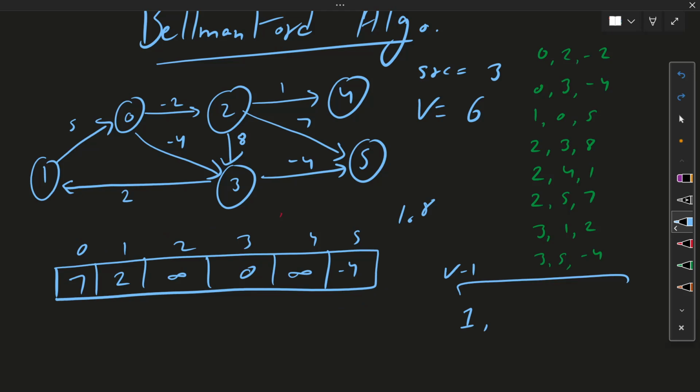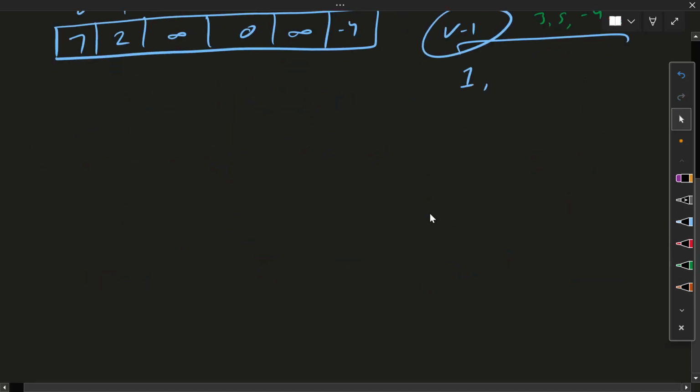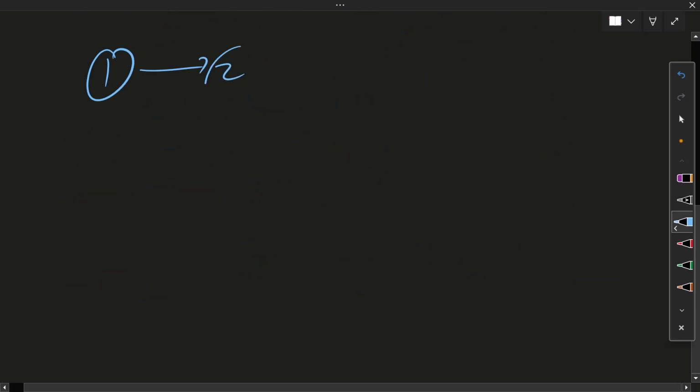So then let's find out why we need to do v minus 1 iterations. So let's assume our graph is like this.